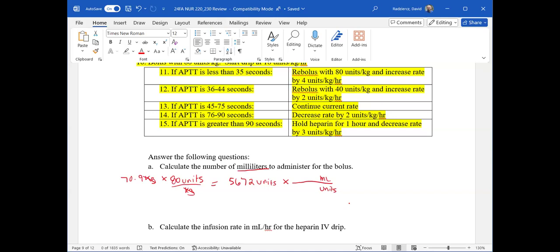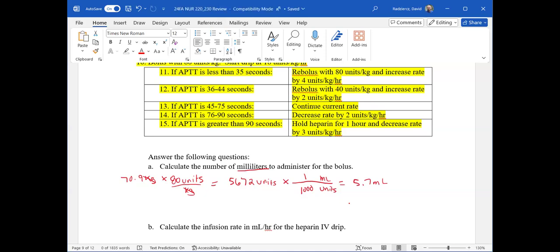But if you're doing these and 10% of the time you're getting the wrong answer, then you want to find out why you got that wrong and make sure you don't make that mistake when you're taking the test. So the bolus dose was 1,000 units per milliliter. I'm just going to take my 5,672 divided by 1,000, round to the nearest tenth, and I'm going to get 5.7 milliliters. So 5.672, rounded to the nearest tenth, would be 5.7.